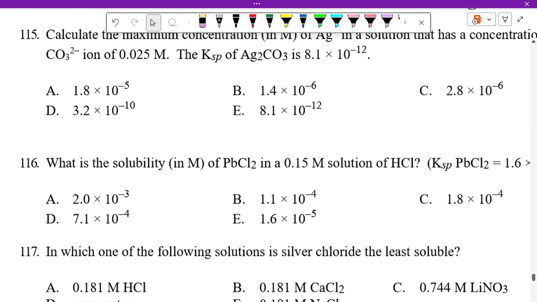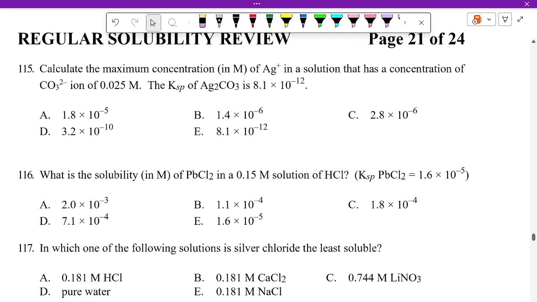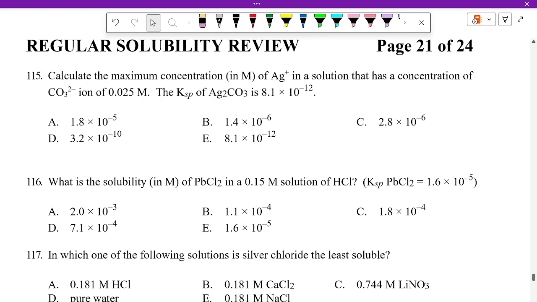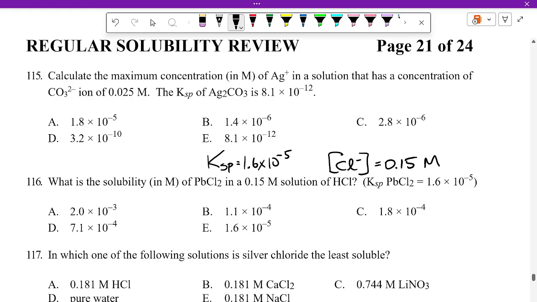What is the solubility of lead chloride in 0.15 molar solution of HCl? All right, so what we've got is the concentration of chloride is 0.15 molar. We know that KSP is 1.6 times 10 to the negative 5. And we need to know the concentration of lead chloride.